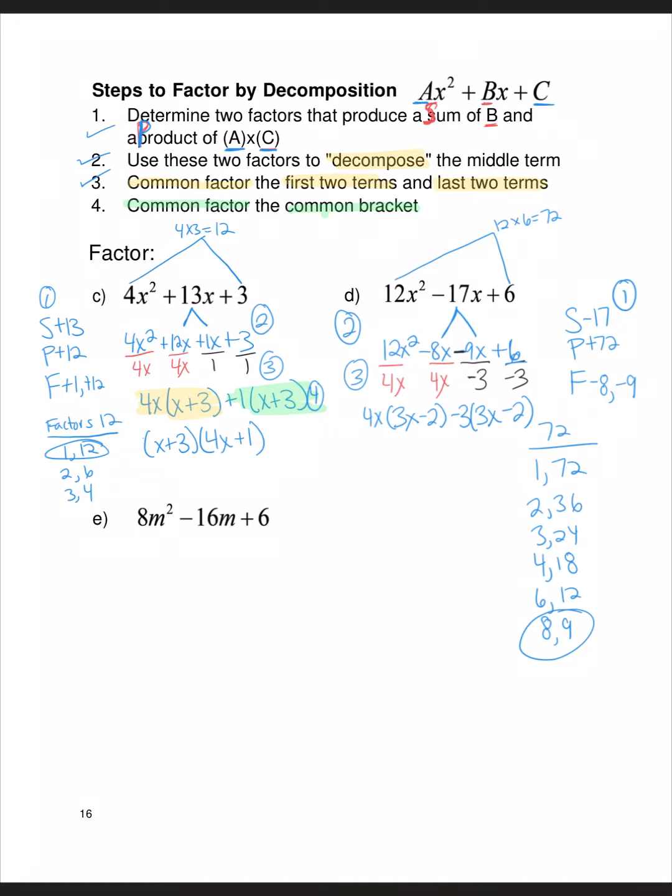Okay, and then our last step is we are going to pull out that common bracket. So 3x minus 2 is my common bracket. And then if we look, I pull 3x minus 2 out of that first set, I'm left with 4x. And when we pull it out of my second group there, we are left with minus 3. Okay, take a minute and see if you can follow that process and try that last example on your own, and then come back to check your answer.